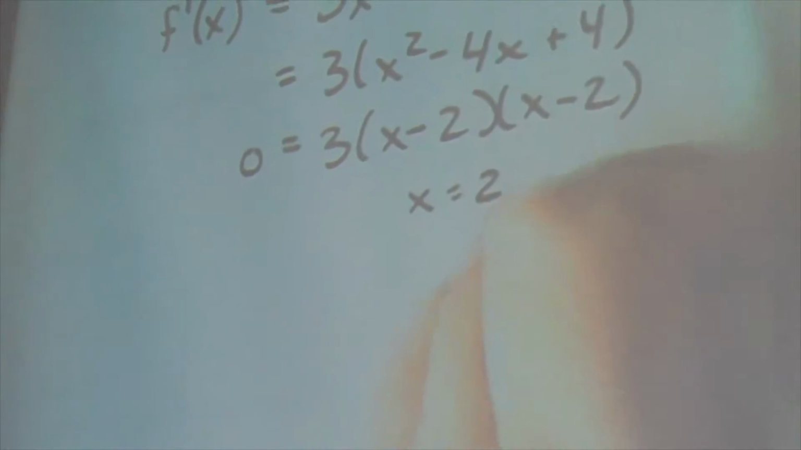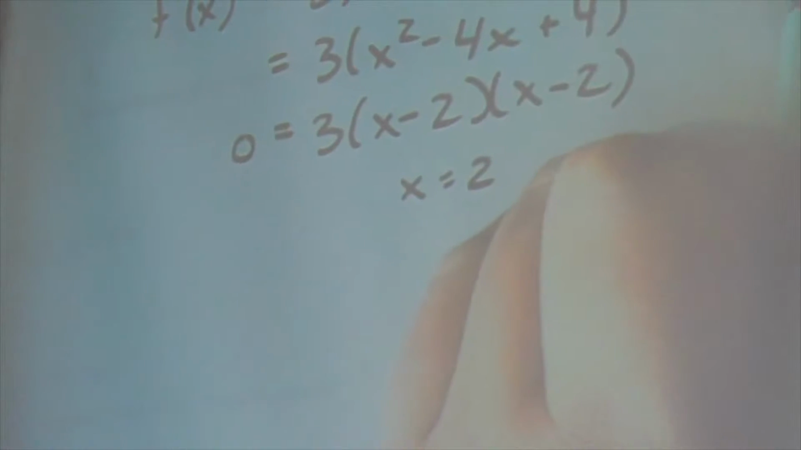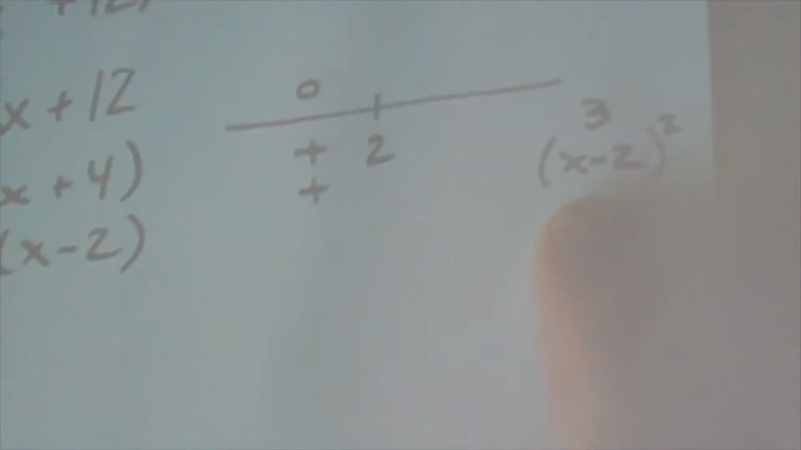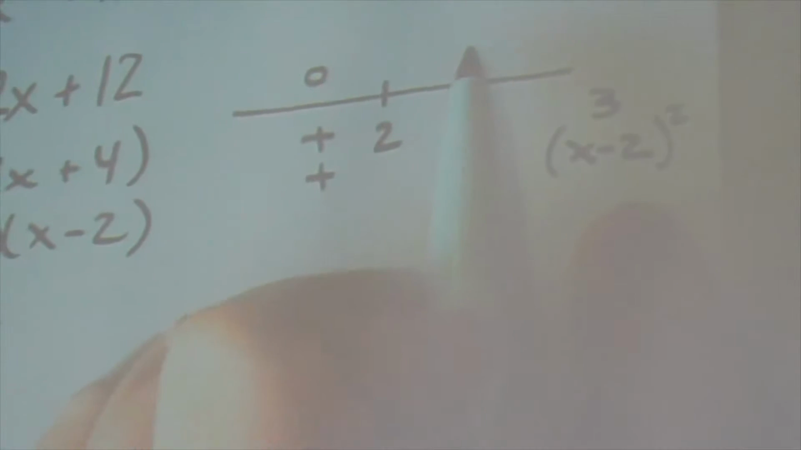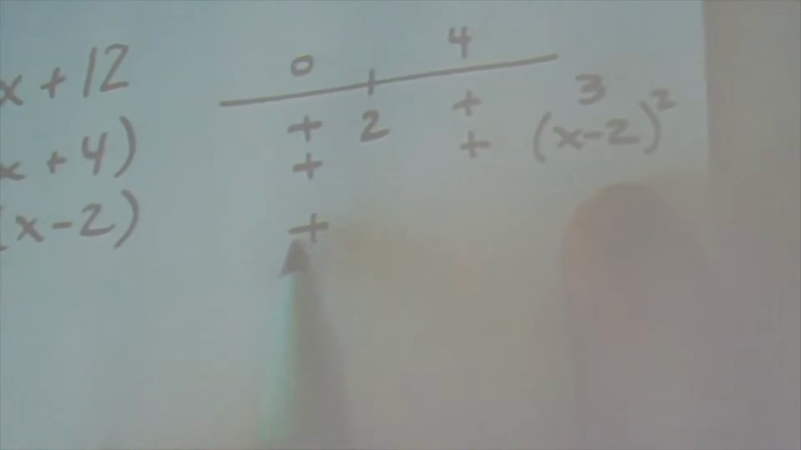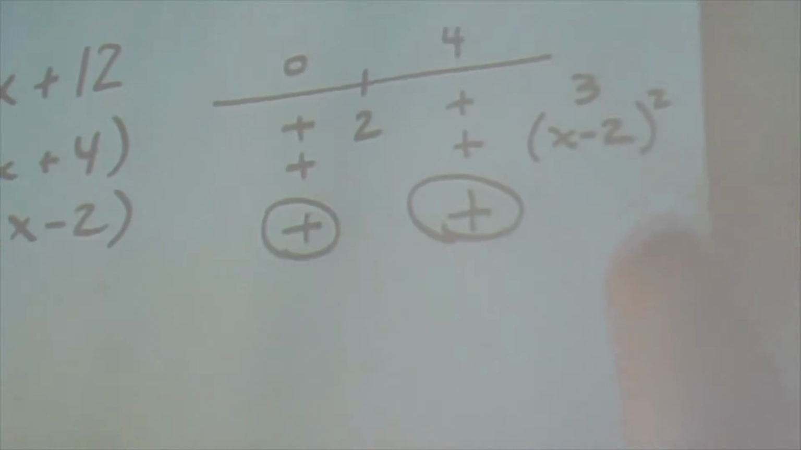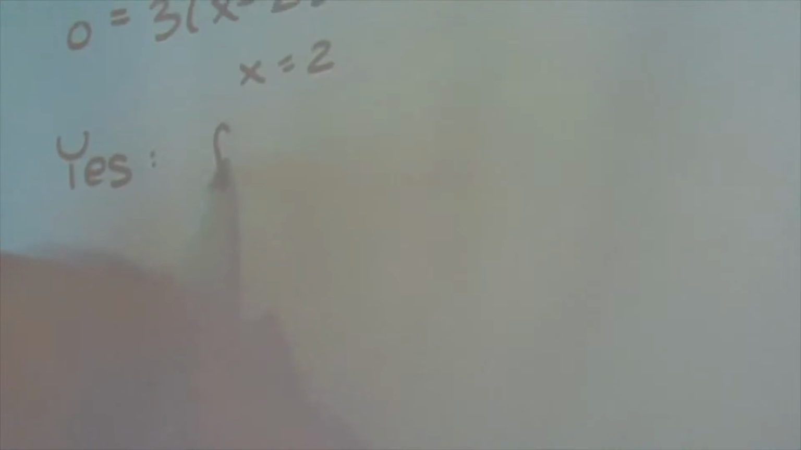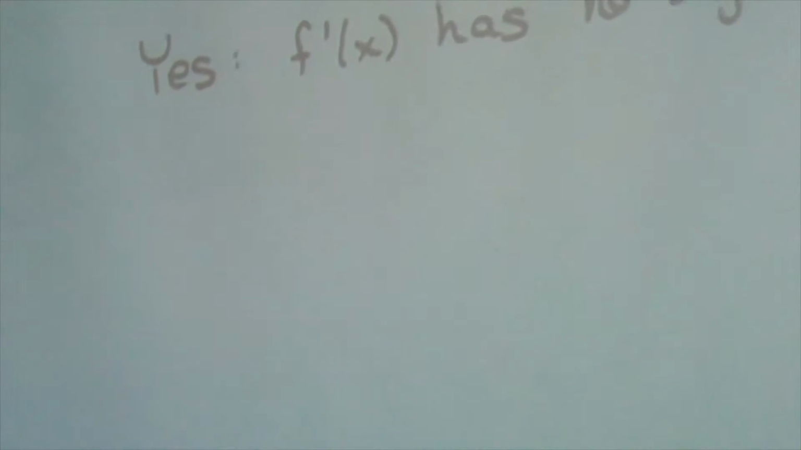So if I plug 0 in, what am I going to get? Positive and positive. If I plug 4 in, what am I going to get? Positive and a positive, which means what? Monotonic. It is monotonic, yes. Why? Because it doesn't change sign. Because f prime of x has no sign change, meaning that the slopes are always positive, so it would pass the horizontal line test.